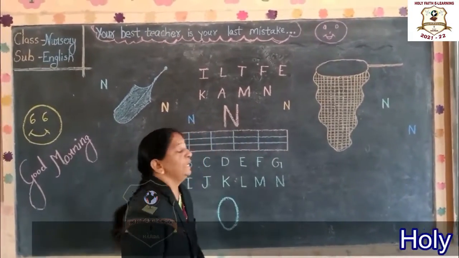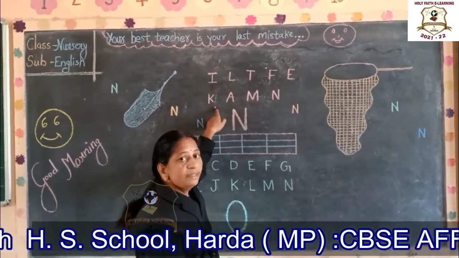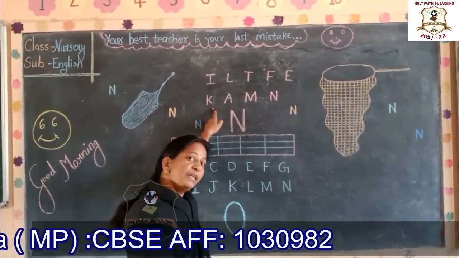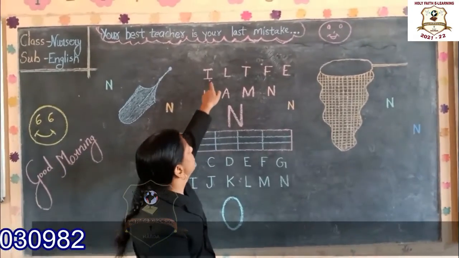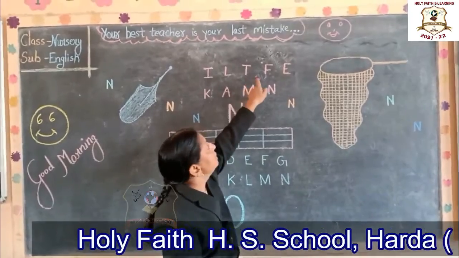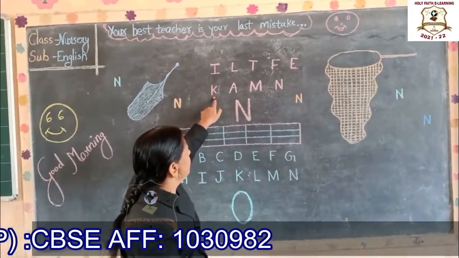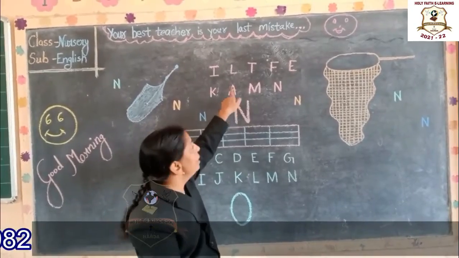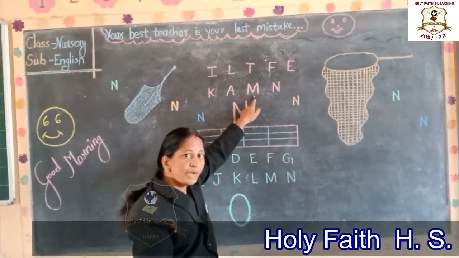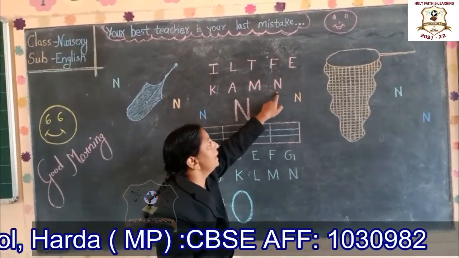Okay students, in previous classes we have learned these letters in our written part. You know na? Yes. I, L, T, F, E, K, A, M. Okay students, now today we will learn next letter N.